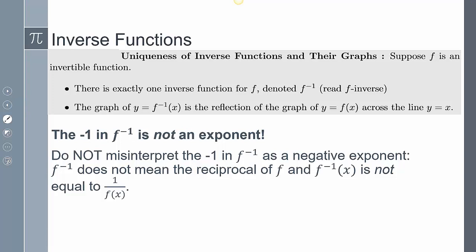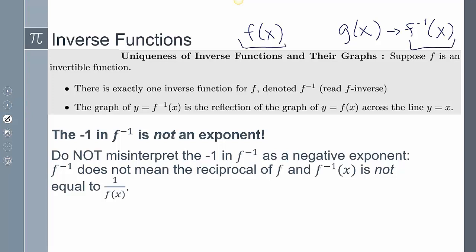It's a way for me to say, if I have my f function, instead of writing g of x, which forces us to think that g has nothing to do with f, if I know that my g of x is the inverse of f, I can write that as f inverse of x. If I know that this is the inverse of this, I can write it as f inverse, and those would be inverses of each other.